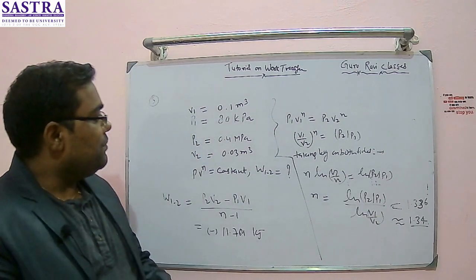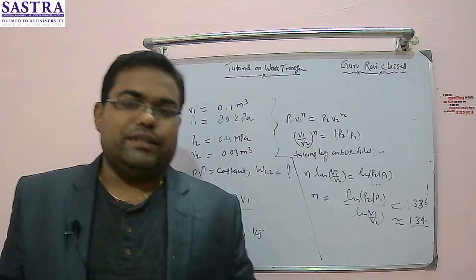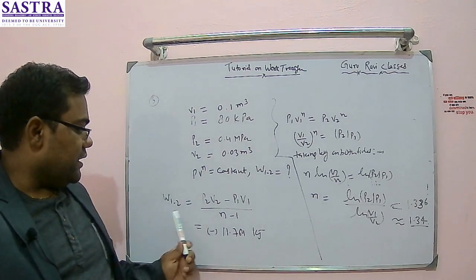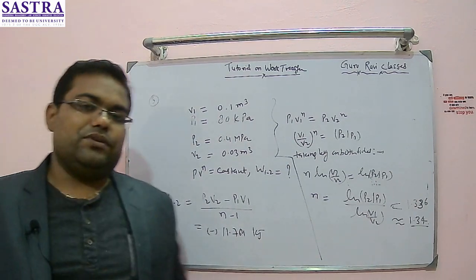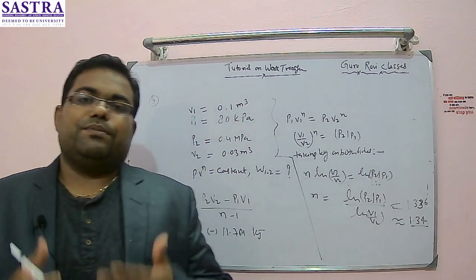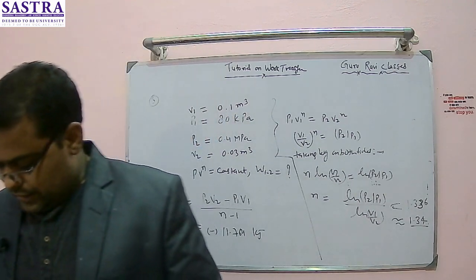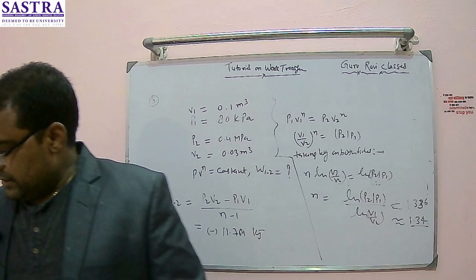So this kind of problems will be there. This is your third numerical problem in this series on work transfer. So why is this negative coming? Because it's a compressive work. That means you are supplying work to the system. So that's why it is negative.